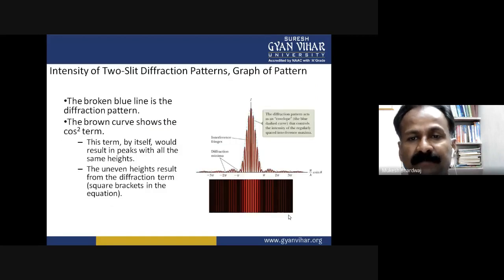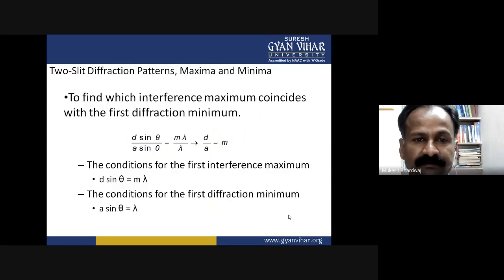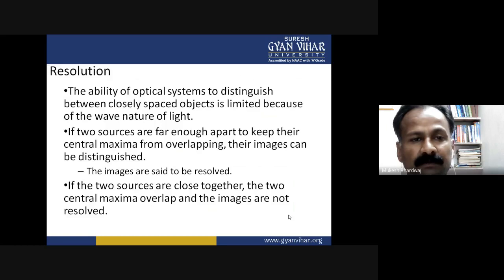Intensity of two slit diffraction pattern, graph of pattern. The broken blue line is the diffraction pattern. The brown curve shows the cos square term. This term by itself would result in peaks all of the same height. The uneven heights result from the diffraction term in the equation. To find which interference maximum coincides with the first diffraction minimum, d sin theta divided by a sin theta equals m lambda divided by lambda, so d by a equals m. The condition for the interference maximum is d sin theta equals m lambda. The condition for the first diffraction minimum is a sin theta equals lambda.